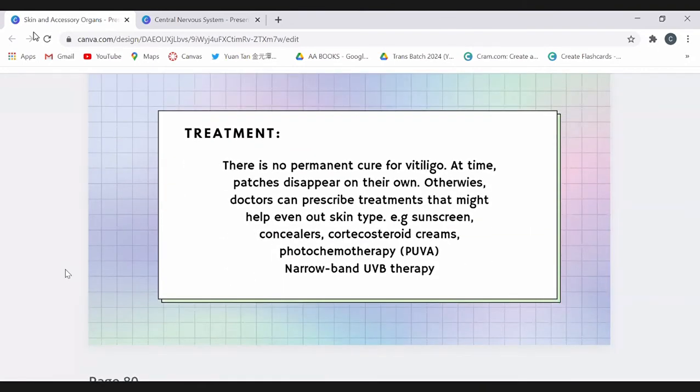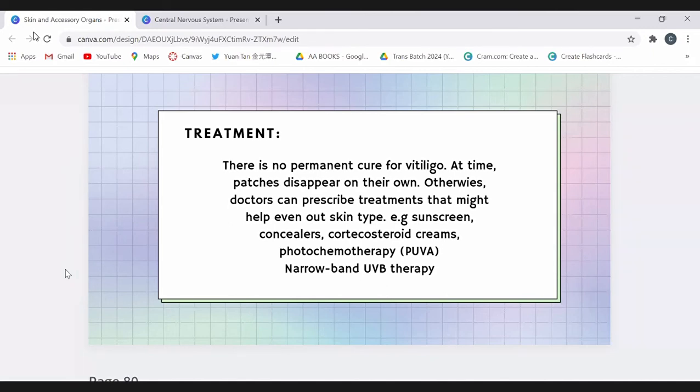So treatment, there is no permanent cure for vitiligo at this time. Patches may disappear on their own. Otherwise, doctors can prescribe treatments that might help even out skin tone. Examples are sunscreen, concealers, corticosteroid creams, photochemotherapy, and narrowband UVB.